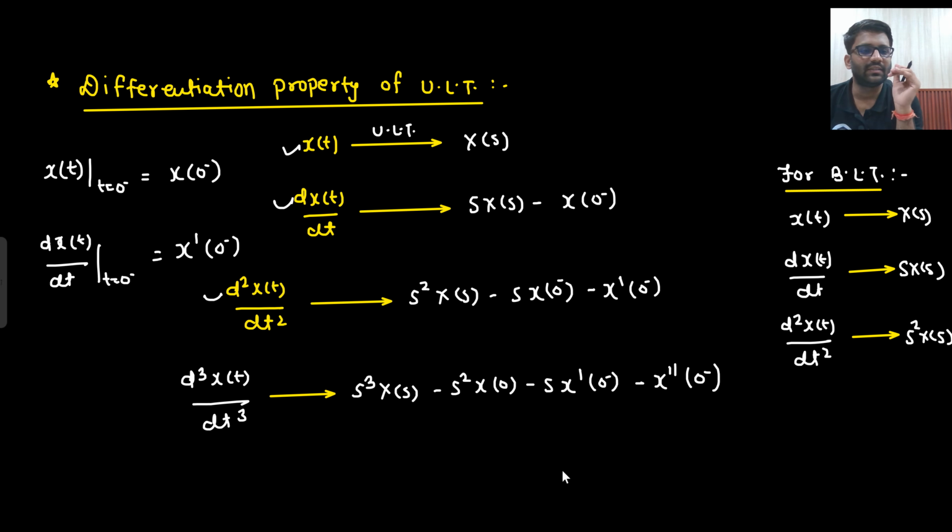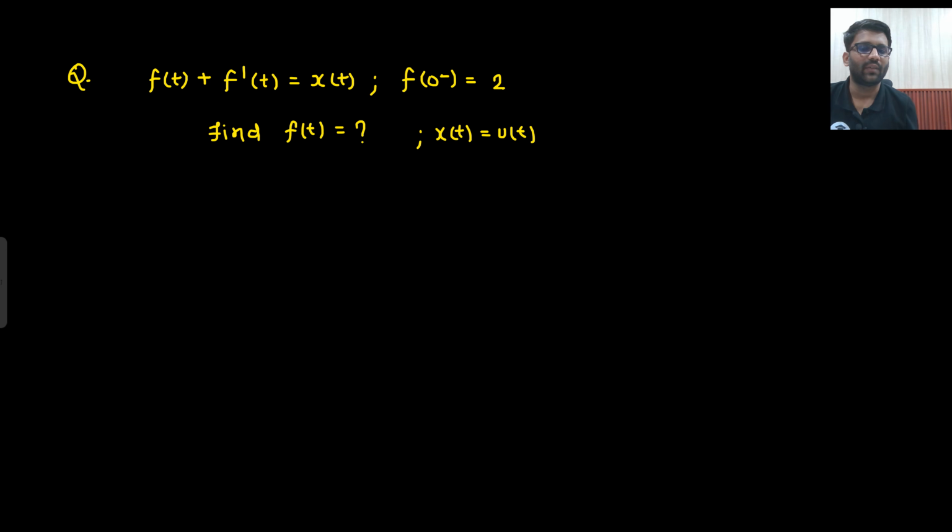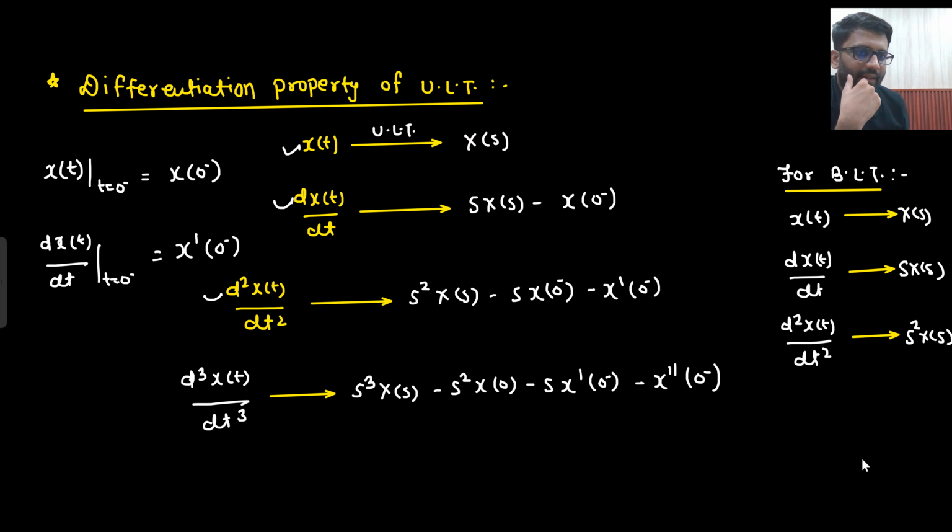So try remembering these results, and then we will proceed to our concept now. This question is given: f t plus f dash t is equal to xt, and f of 0 minus is equal to 2. So let me know one thing. In bilateral Laplace transform, if you apply the differentiation property, there is no initial condition.